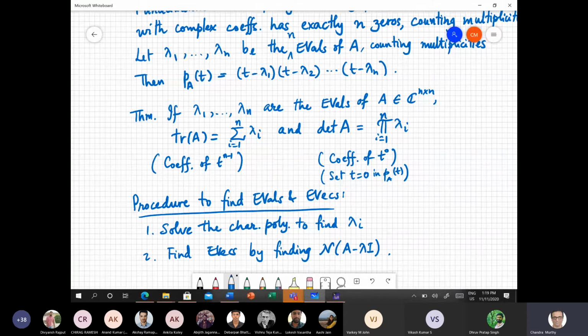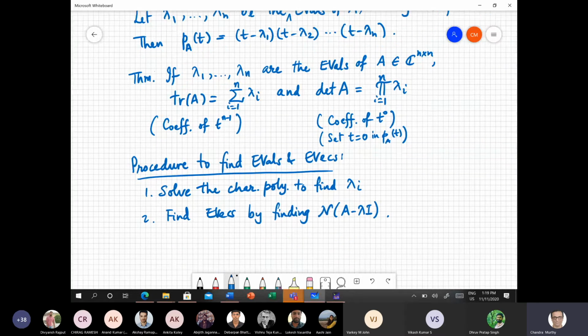Of course, this is okay for small dimensional systems, but if you have a very large dimensional system, then the errors can accumulate. So this is not the most desirable way to compute eigenvalues and eigenvectors for very large dimensional systems. We'll see some numerical techniques to find eigenvalues and eigenvectors much later.